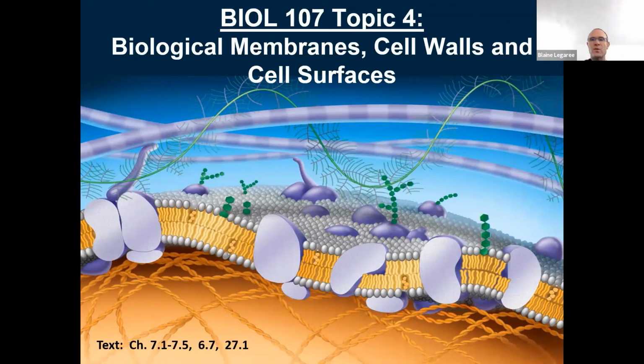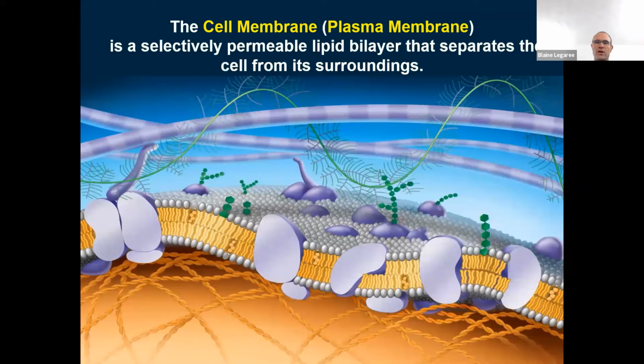So let's talk about membranes. What is a membrane? You probably know this definition: it's a selectively permeable lipid bilayer that separates a cell from its surroundings. We're going to delve into what all that means. Lipid bilayer, and you can see from this diagram that it's not just lipids. In fact, about 50% of the mass of a typical membrane is protein. So it has a lot more to do than just these lipids.